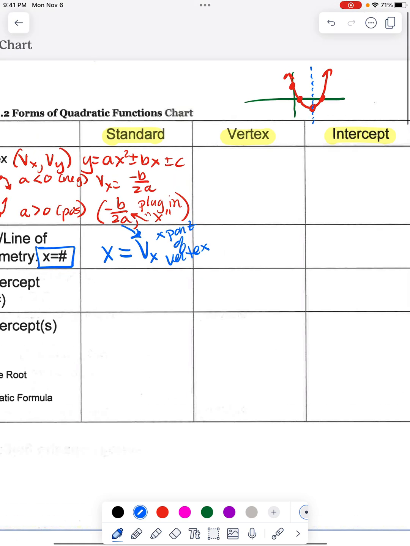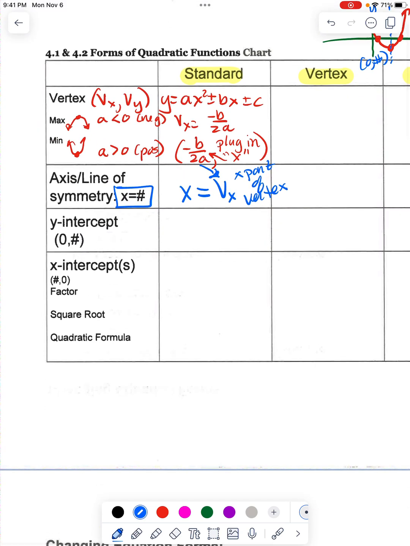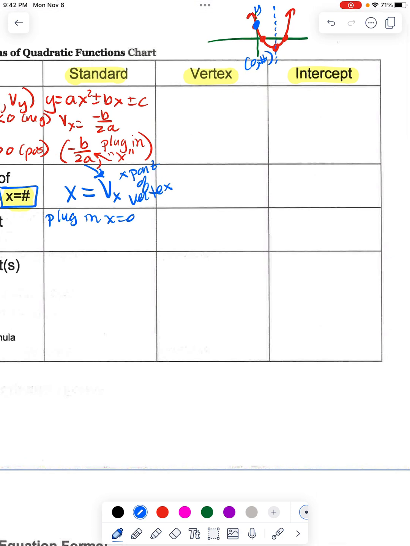The y-intercept is where it's crossing the y-axis. Keep in mind that anything on the y-axis had to have 0 for an x because it didn't go left or right off of that axis. So when you write your answers, your answer for the axis of symmetry has to be a vertical line equation, and your answer for the y-intercept should be a coordinate pair where the x is 0. Ultimately, you're going to plug in x equals 0. That is true for this form, and this form.